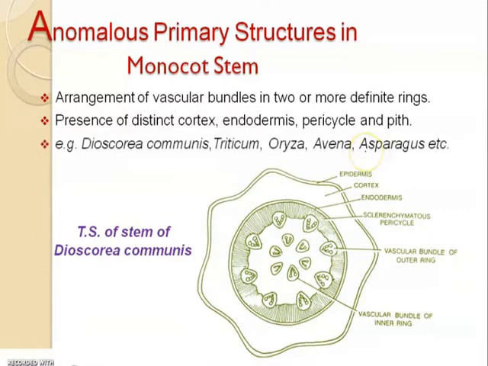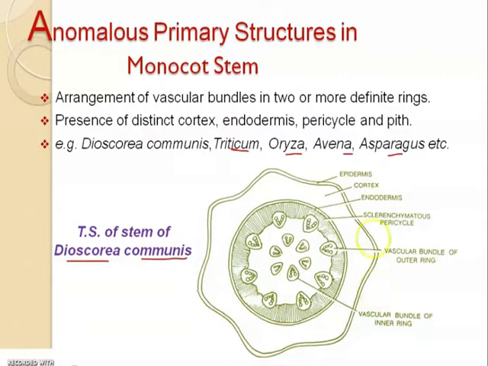For example, Dioscorea communis, triticum, that is wheat, oryza, rice, avena, and asparagus. So, we should take one example. This is the transverse section of Dioscorea communis. Dioscorea communis is a monocot vine.